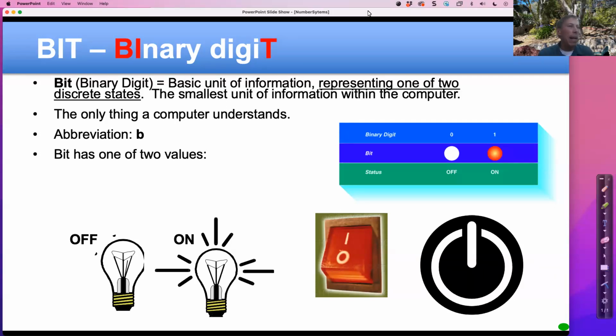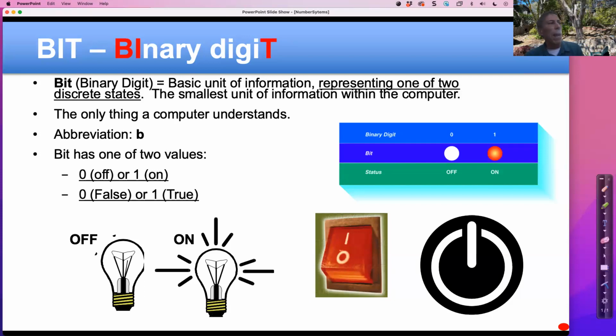But we represent it as a lowercase b. And I mentioned we call it a bit. And it has one of two values. We typically think of those as off and on, 0 off, 1 on, or sometimes when we're dealing with digital logic, Boolean, 0 false, 1 true. But actually, inside the computer on the network, it can be anything. It can be levels of voltage. It can be different wavelengths of light or anything, just one of two discrete states.